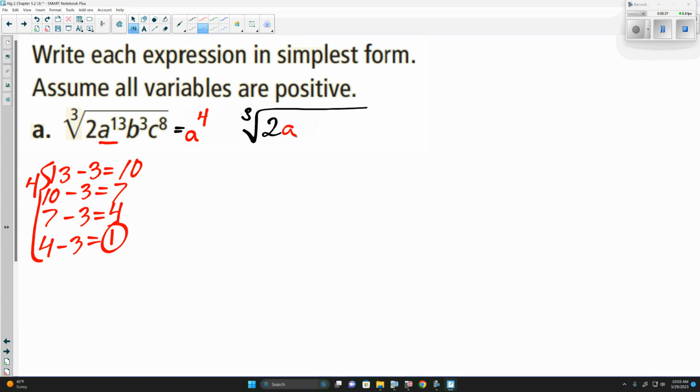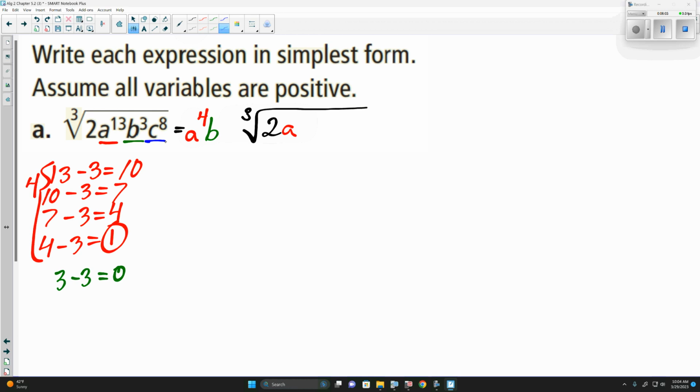Whatever the remainder is, which is 1. We can do the same thing with b. B to the 3rd. Well, we'd have 3 minus 3, which is 0, yes? Can we subtract 3 again? No. So we do take 1b out. How many are left inside the radical? 0. Remainder is 0. So we just have b.